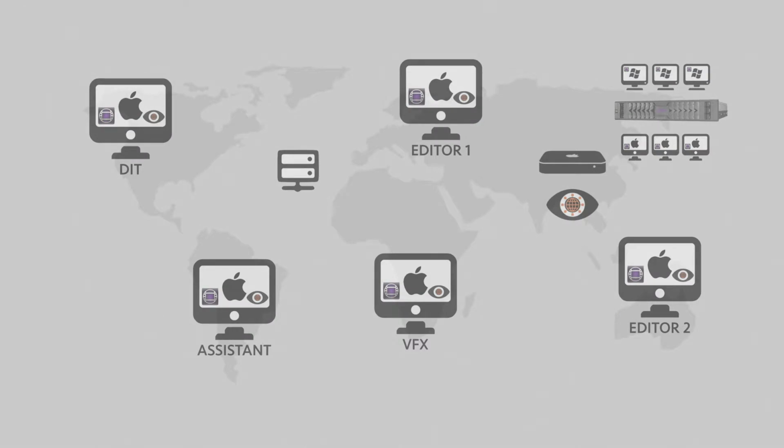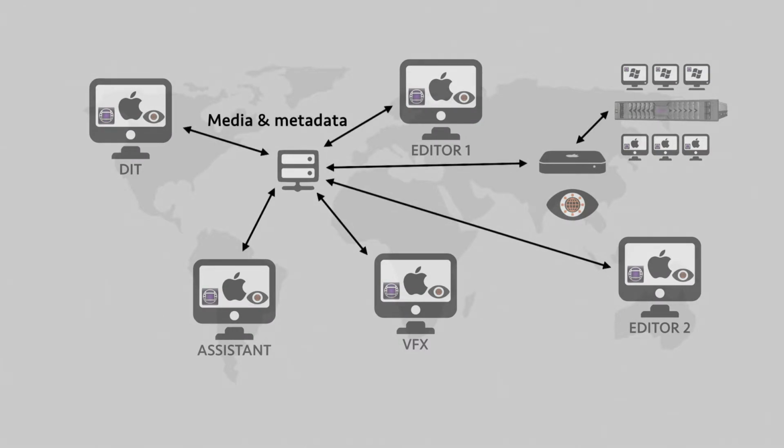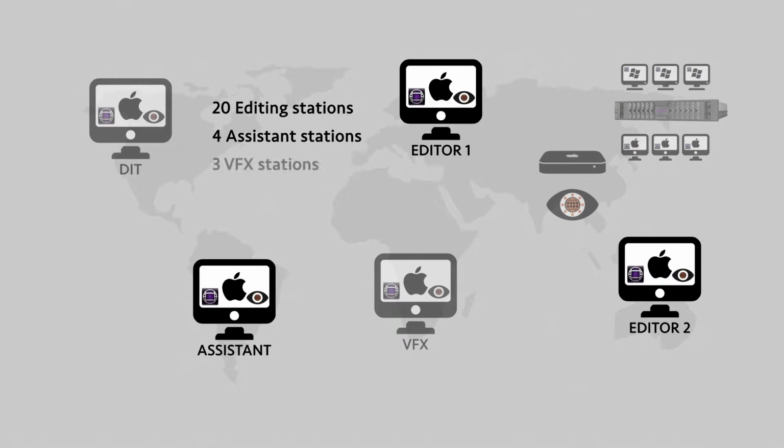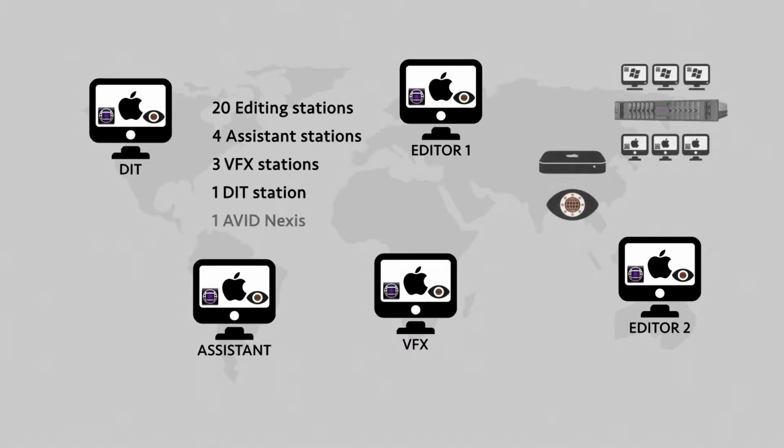During the project, DejaEdit will keep track of all media and metadata. Sequences can seamlessly be shared between the computers connected to the project. DejaEdit is scalable up to 20 editing stations, 4 assistant stations, 3 VFX stations, 1 DIT station, and 1 Avid Nexus.